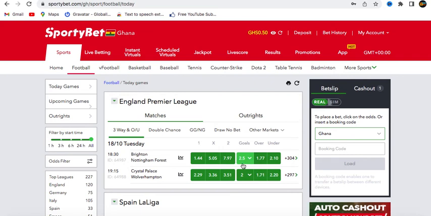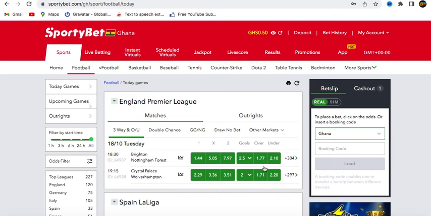So you can see that for over 2.5 goals, the total odds is ranging from 1.77. And we are looking for odds which is under 2 odds for the total goals. Odds which is under 2.0. So if the odds is 1.99, we are taking it.